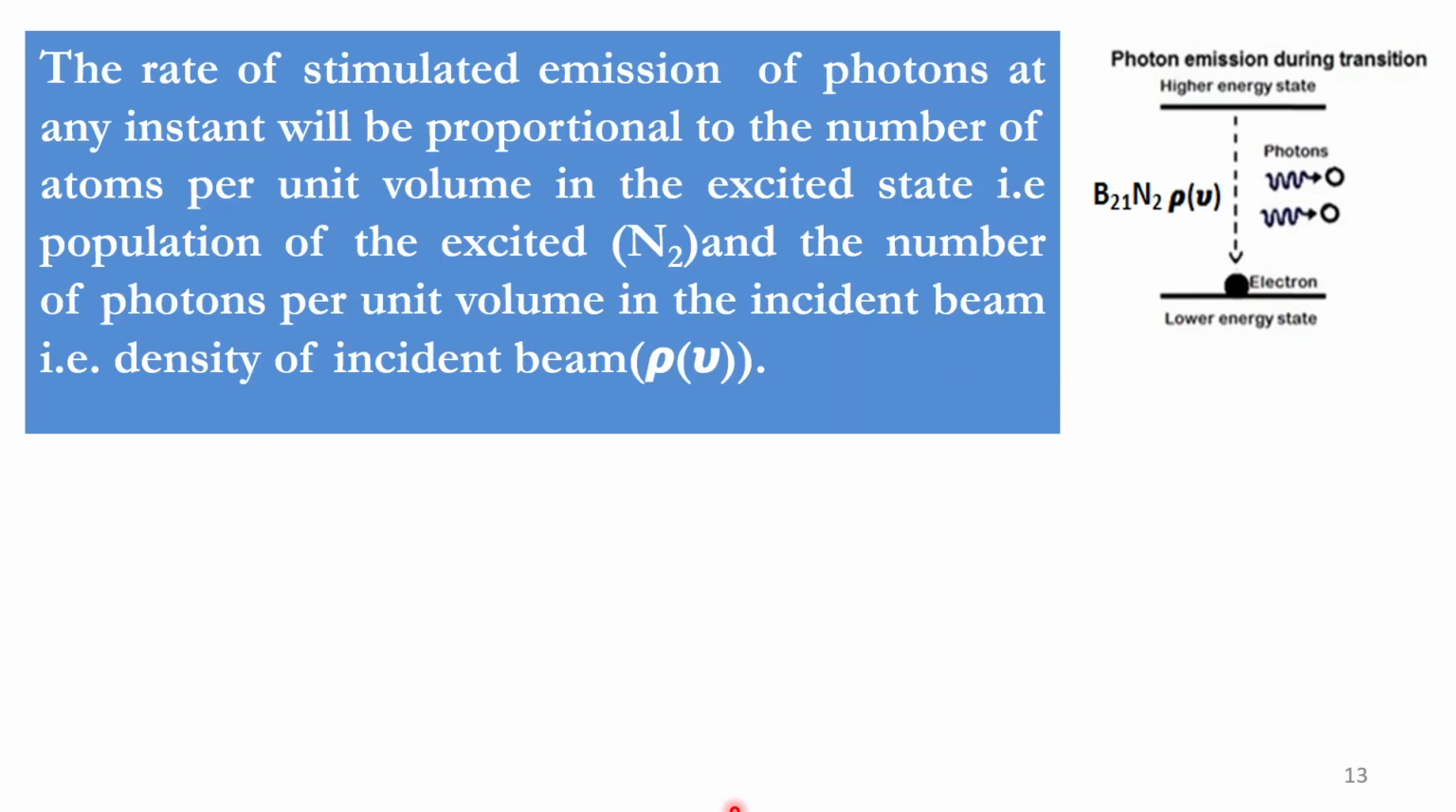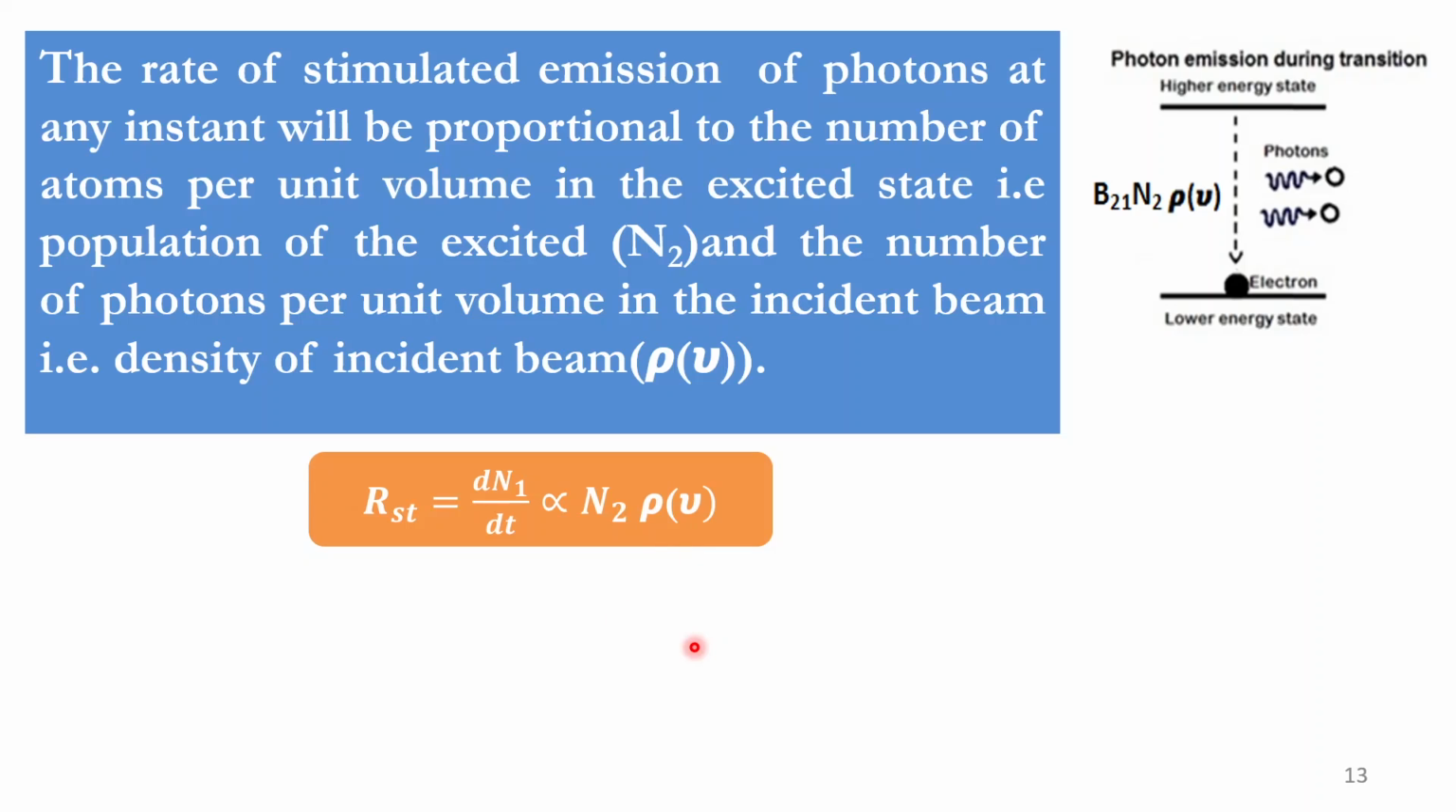Einstein also expressed the coefficient of stimulated emission in terms of the rate of transition. The rate of stimulated emission of photons at any instant will be proportional to the number of atoms per unit volume in the excited state, that is the population density of the higher energy level N2, and the number of photons per unit volume in the incident beam, that is the density of the incident beam.